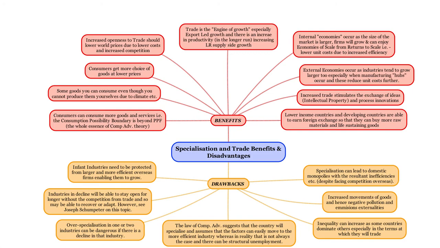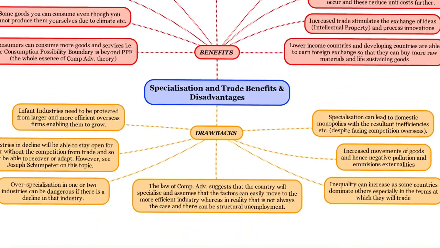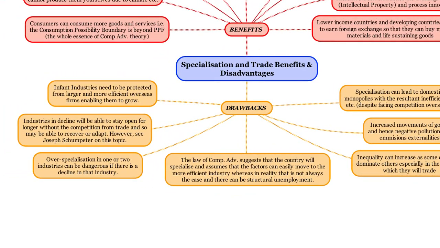But of course, there's going to be some drawbacks. Now, which ones would we concentrate on? Well, let's have a look at them. The first ones here, I think you could lump these together. The idea is that sometimes you get infant industries, young industries that need to be protected. So opening up to trade is not going to be beneficial to those. And also industries that go into decline.